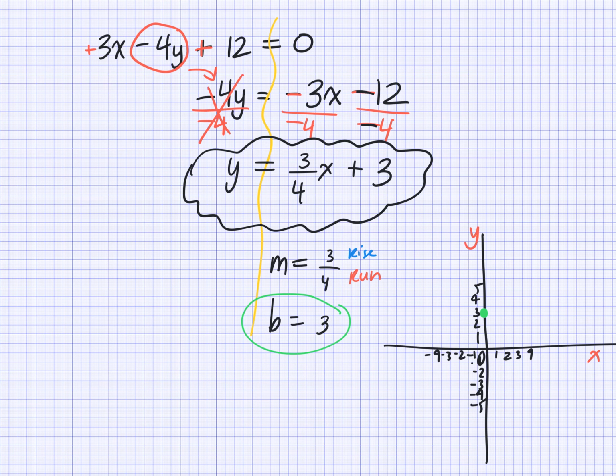And then what do I do to draw the line? So I go up, 1, 2, 3. The slope is positive. I know my line's going to go up to the right. And then I go to the right across. My run is 1, 2, 3, 4. That's where the next point is, and I connect the dots.